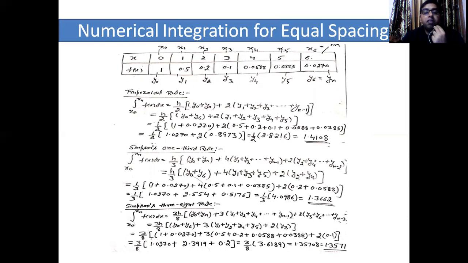From the comparison of these three formulas, the results are 1.4108, 1.3662, 1.3571. As we move forward, our approximate result goes towards the exact result. So in Simpson's 3-8 rule, the answer is 1.3571, which is nearly equal to the actual integration value we have to find.